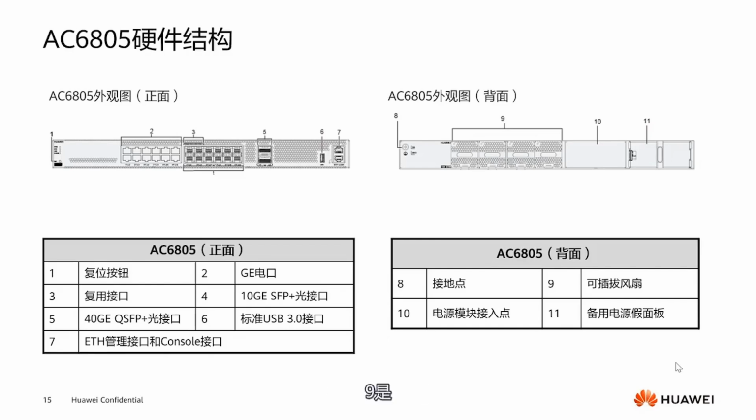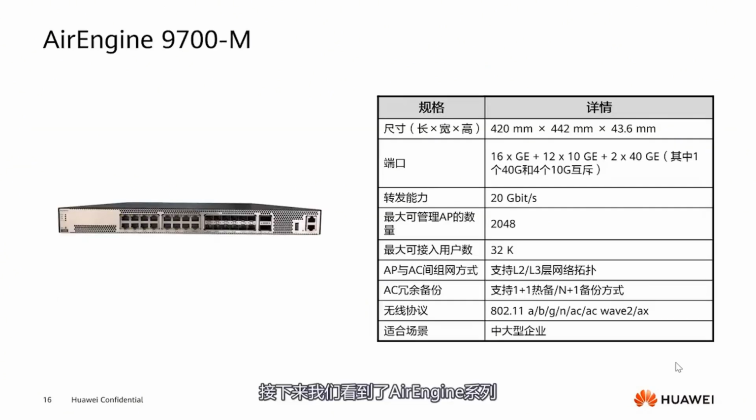Then, looking at the back panel. 9 is for removable fans. 10 and 11 are for plugging in the power supply. Then 8 is a grounding wire. Next, we see the AirEngine series.